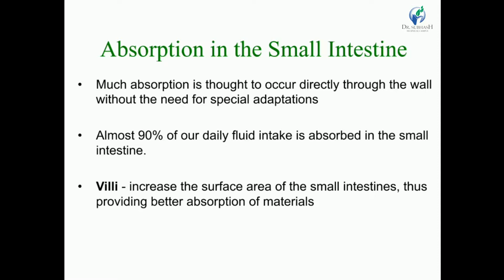Here, much absorption is thought to occur directly through the wall without the need for any kind of special adaptations. Right? There are no special adaptations. Those blood arteries and venules which are spread over the mesenteries will absorb the food material. Almost 90% of our daily fluid intake is absorbed in the small intestine. Those villi increase the surface area of the small intestine, and thus provide better absorption of the food material.